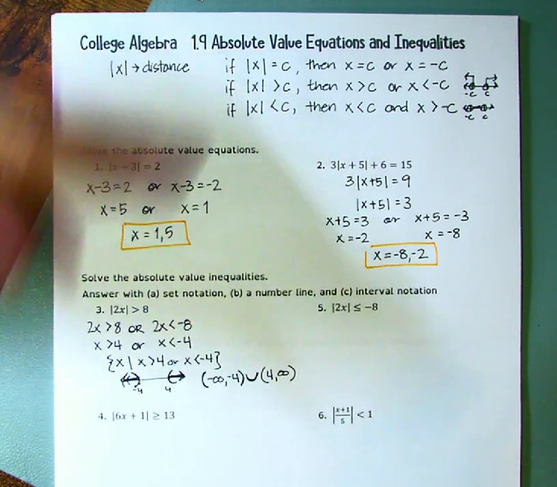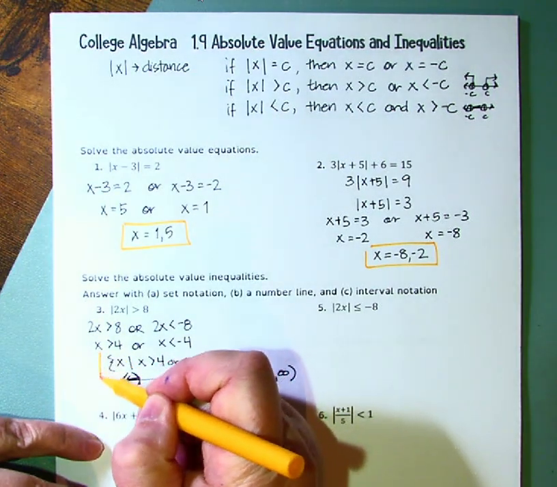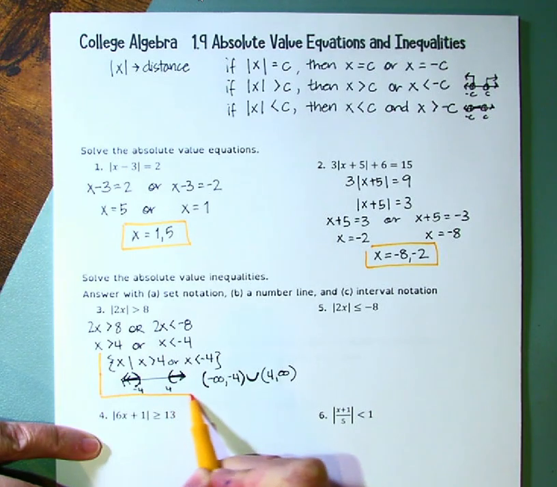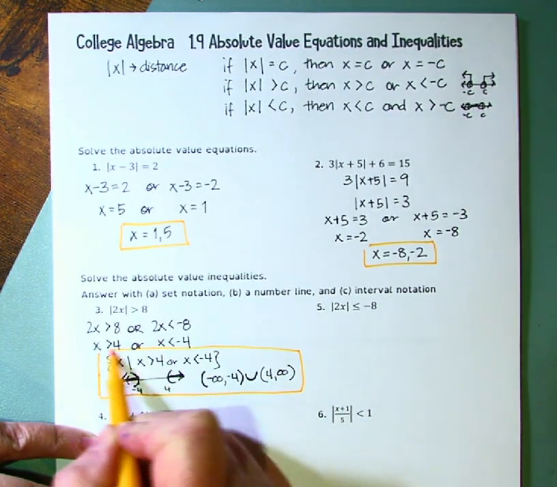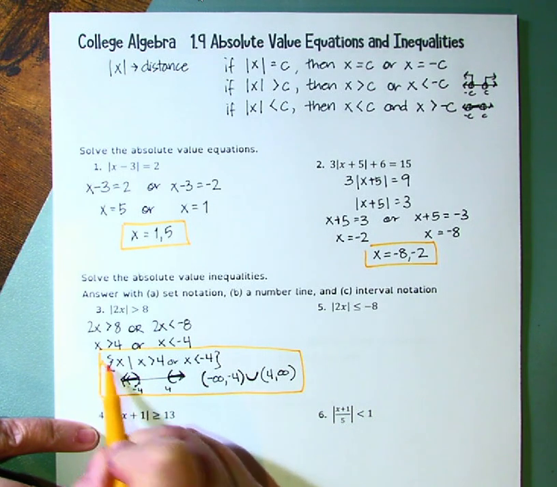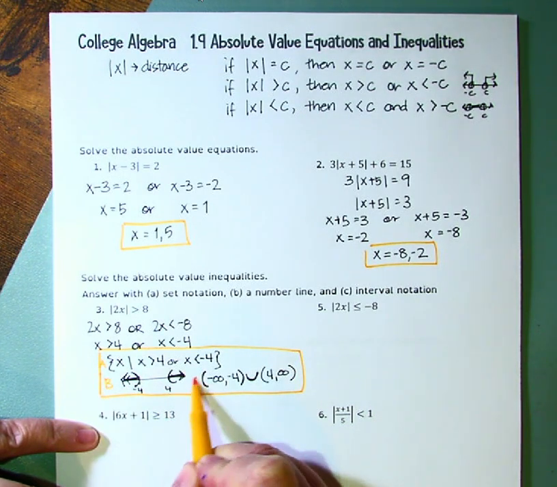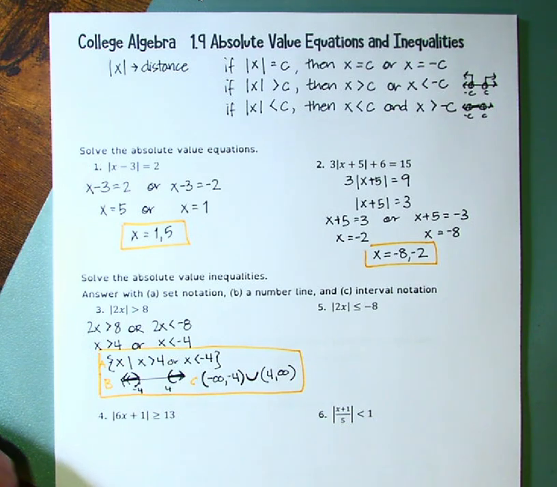Okay? And then I have the set notation, the number line, and the interval notation. So those are all 3 answers. There's A, there's B, there's C. All 3 parts.